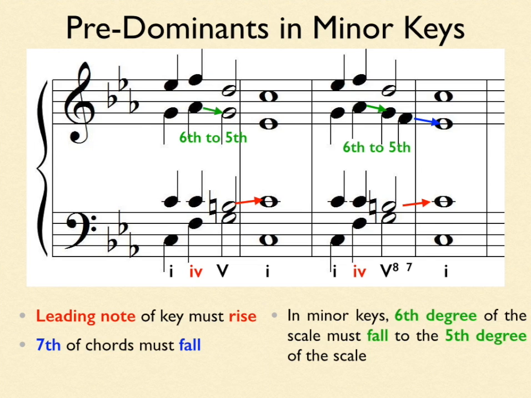So please revise over your cadences, your predominants, both in minor keys and in major keys. Make sure that all your leading notes are rising. Your sevenths, if you're using them in your dominant chord or your supertonic chord, make sure that they fall. If you're using a supertonic seventh chord, make sure that seventh is prepared. And if you're using a predominant chord in a minor key that has the sixth degree of that minor scale, then that sixth degree must fall to the fifth. Okay, so there's quite a lot of rules in there.